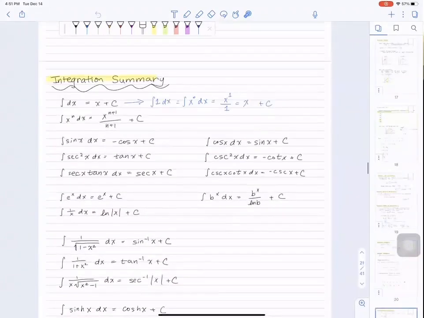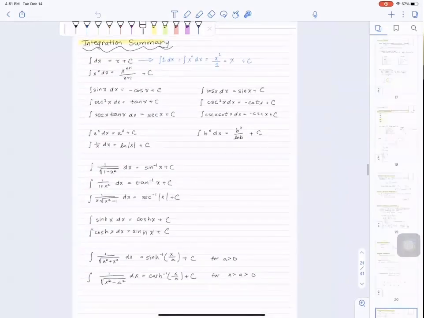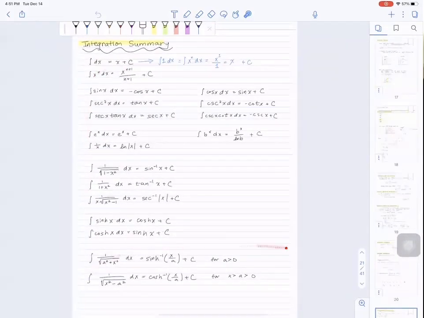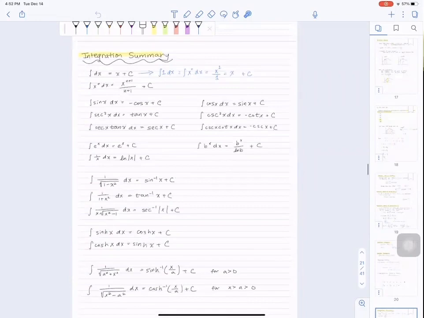Okay, so then we have the integration summary. So this is this big chart. If you have another chart from the textbook or anything, make sure you know all the common integrals: trig, e to the x, inverse trig, all of those. And you can write them on your cheat sheet also.